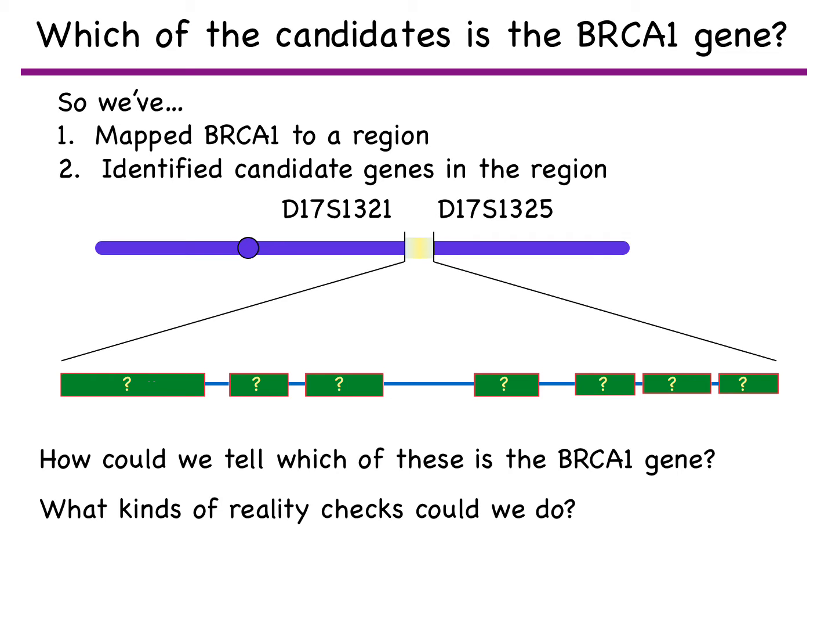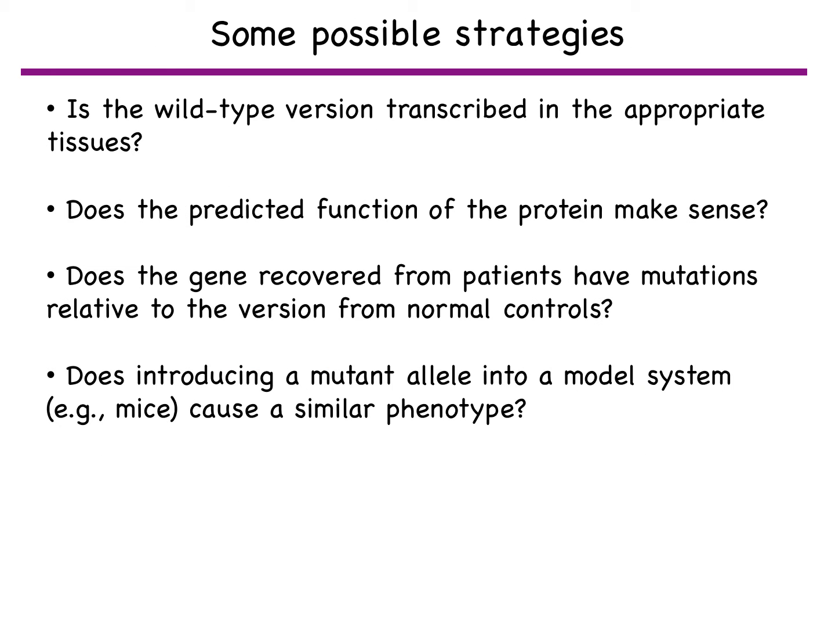What kinds of reality checks could we do to say, oh, this makes sense, this is what we'd expect from the gene based on what we know about the trait? So here are some possible strategies. For example, you could ask, is the wild type version transcribed in the appropriate tissues? Depending on where you see the trait phenotype, that's the tissue you might expect the gene to be transcribed in. For example, mutations in BRCA1 give rise to breast cancer, so you might expect this gene to be expressed in breast tissue. You could also ask, does the predicted function of the protein make sense?